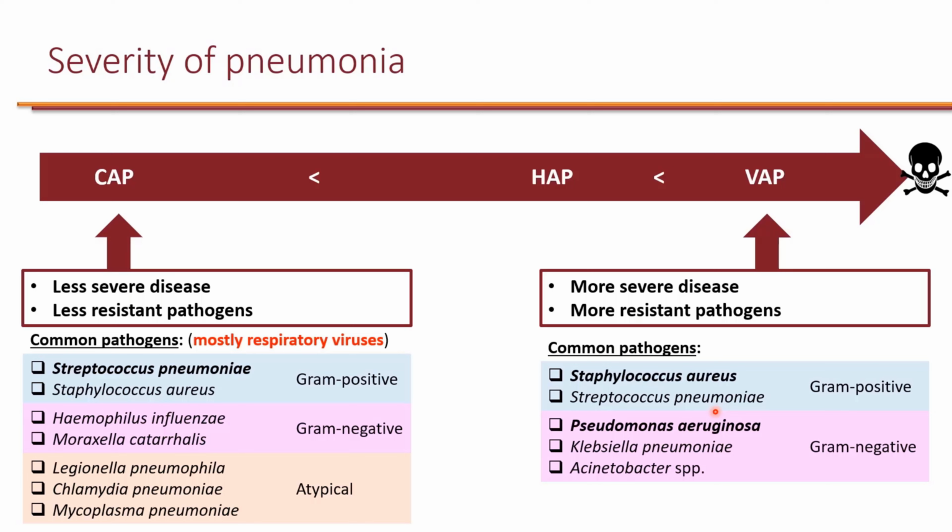And when it comes to gram-negatives, we have some of these multidrug-resistant gram-negative rods. So Pseudomonas aeruginosa, as well as Klebsiella pneumoniae and Acinetobacter species, which often tend to be resistant to multiple drugs.